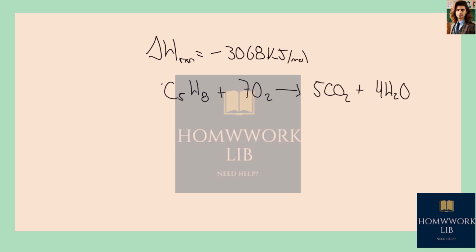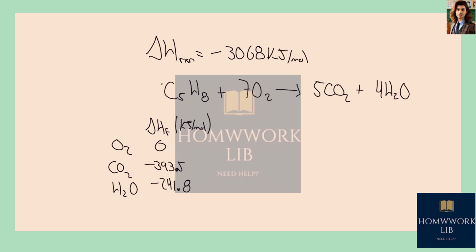Other information that is given to us in our problem are the delta H formations for different compounds. So, for example, over here we have the delta H formation for oxygen, that is 0, for CO2, which is going to be minus 393.5 kilojoules per mole. And the one for water is going to be equal to minus 241.8 kilojoules per mole.